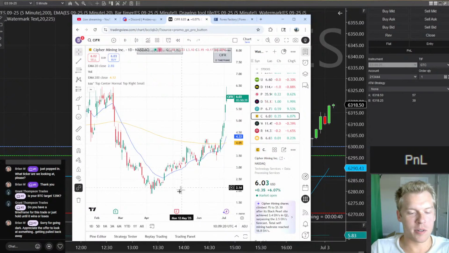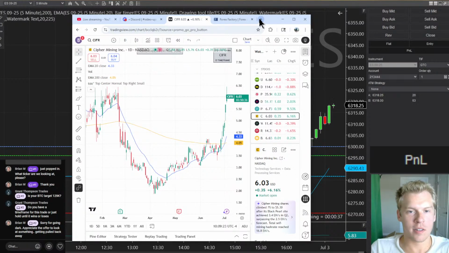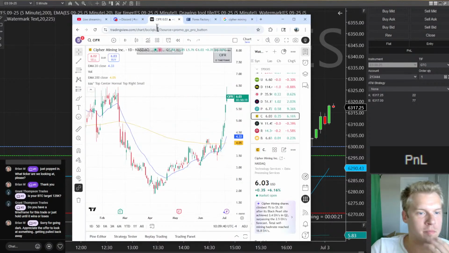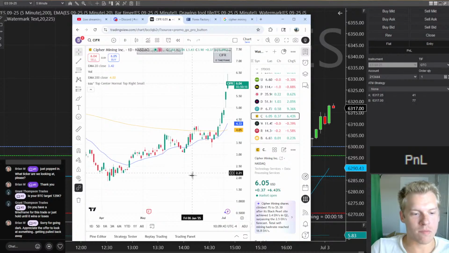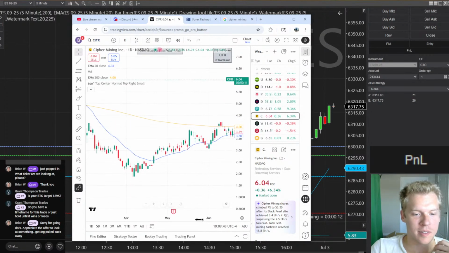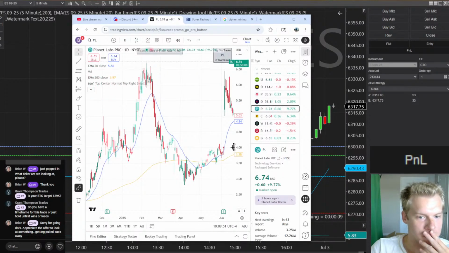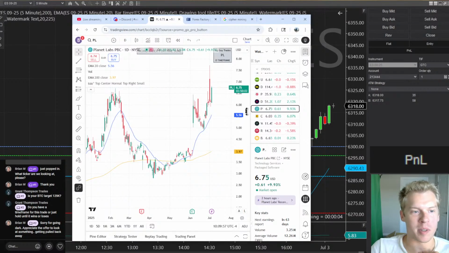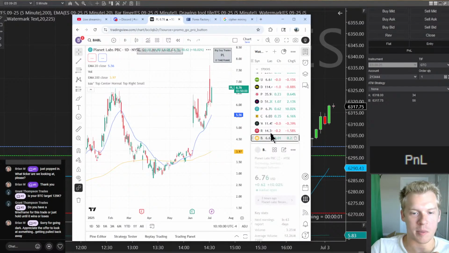Cipher Mining. I assume this is like a cryptocurrency. Yeah. So I mean, $2 to $6. I mean, a lot of really common names. Like we said, we point out Bumble.